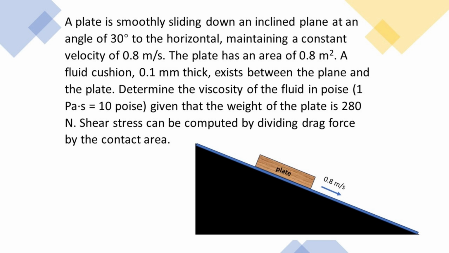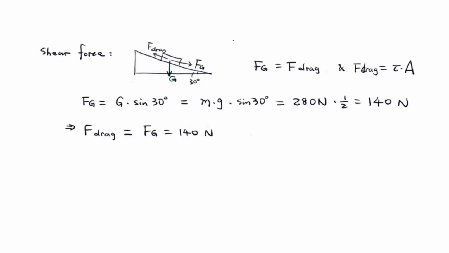The unit conversion is 1 Pascal second equals 10 poise. The solution for this problem is more straightforward. Along the direction of the constant speed movement, the drag force caused by the shear stress is balanced with the gravitational force downward the slope.